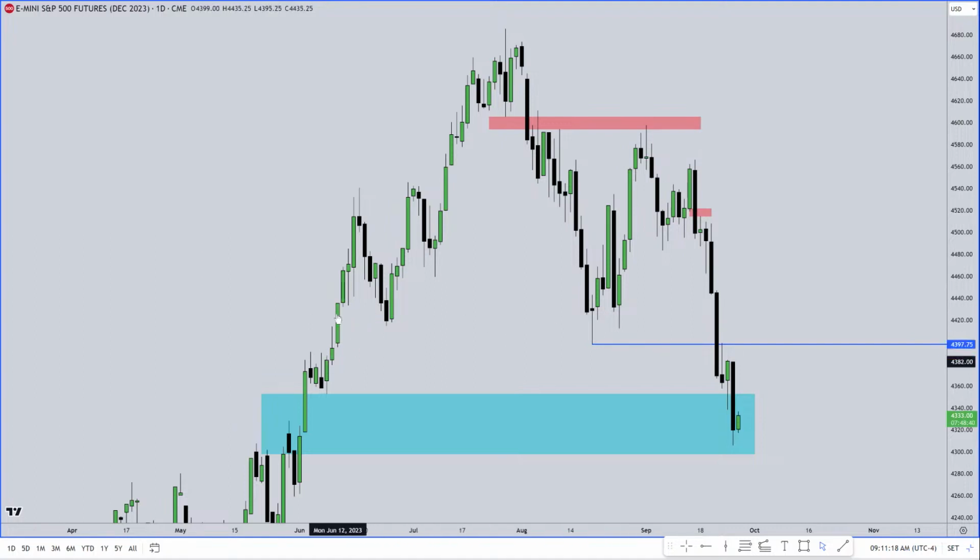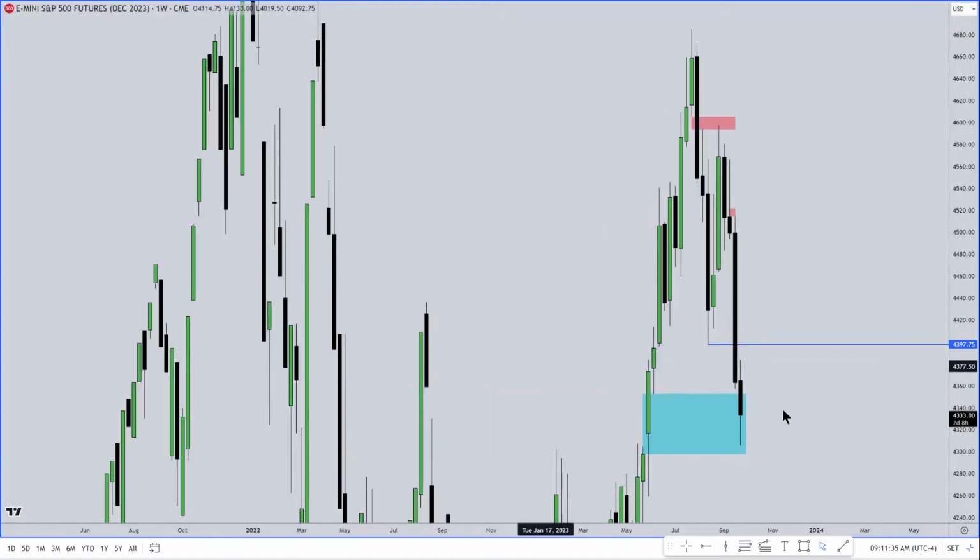Everything in here gives you this and that. Price runs down, falls short of what? The imbalance on the weekly chart that you can't see here. Can't see it in here. Remember, this is the range that's drawn on the weekly chart. That's this right here.